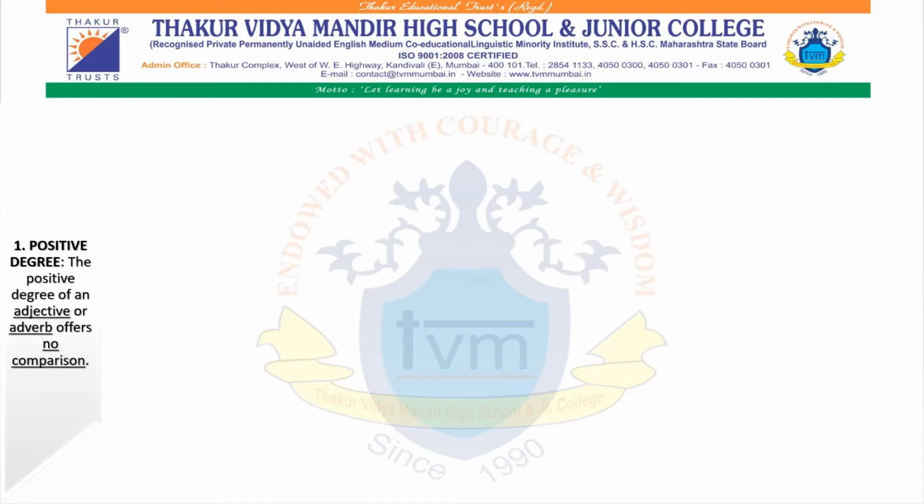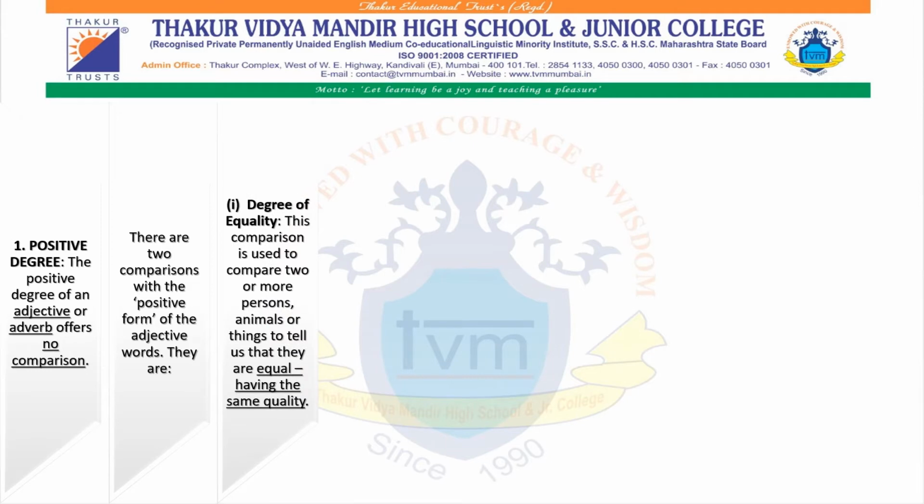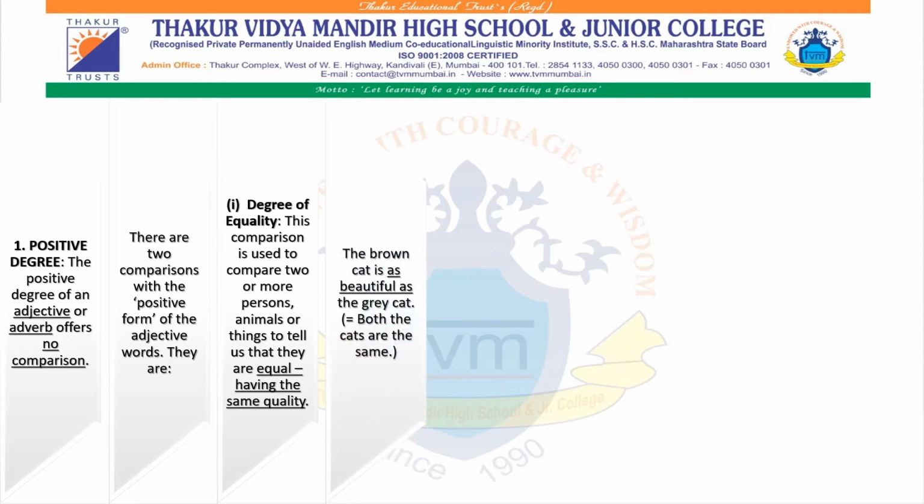We start with the first degree, that is the positive degree. The positive degree of an adjective or adverb offers no comparison. There are two comparisons with the positive form of the adjective words, and they are: first, degree of equality. This comparison is used to compare two or more persons, animals, or things to tell us that they are equal, that is, having the same quality. Example: the brown cat is as beautiful as the grey cat. And what do we come to know? That both the cats are the same, and the quality or the adjective is beauty.